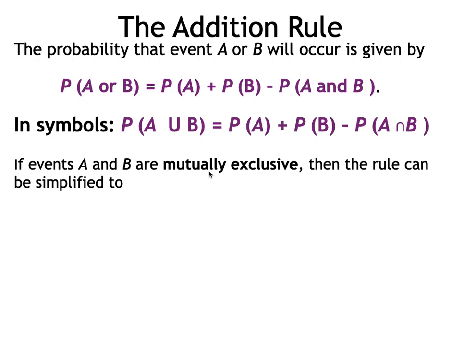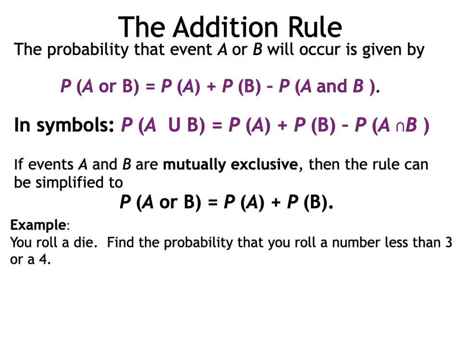If the events A and B are mutually exclusive, however, then the rule can be simplified to simply getting the sum of their individual probabilities. It's because when they are mutually exclusive, the probability of the intersection will be equal to 0, because it's impossible for them to occur at the same time if the events are said to be mutually exclusive.